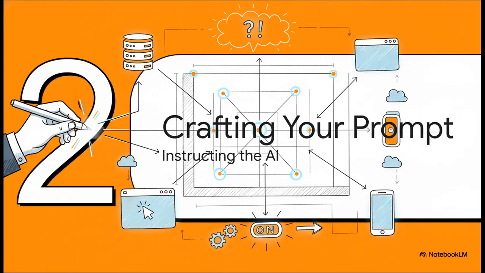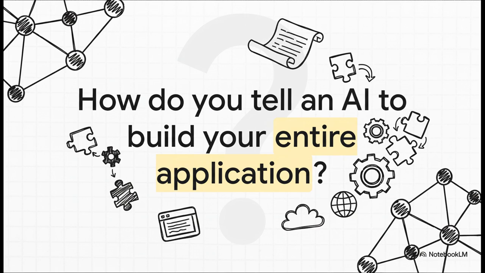All right, now for what is easily the most important part of this entire process. The quality of the app that the AI generates is going to depend entirely on the quality of our instructions. You have to think of it less like a simple request and more like a detailed architectural blueprint. You can't just say, hey, build me a chat app. It won't work. You have to provide a structured, detailed blueprint. So let's break down exactly what that blueprint needs to have, one piece at a time.